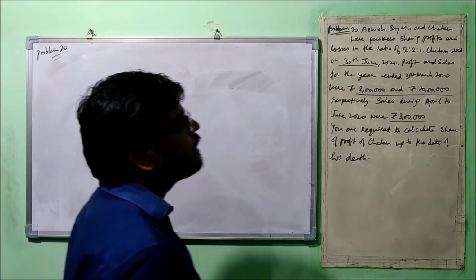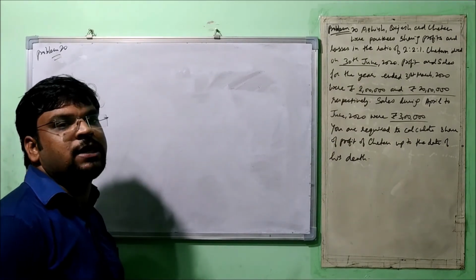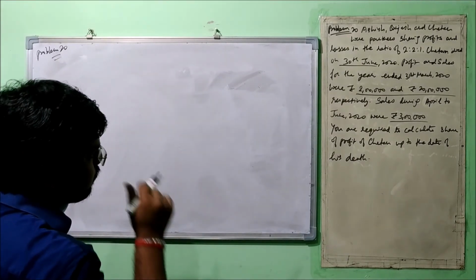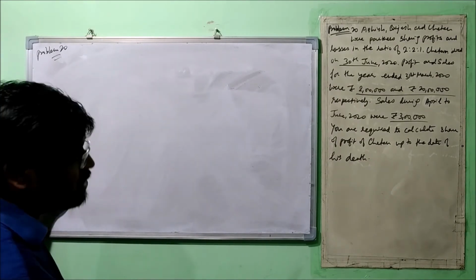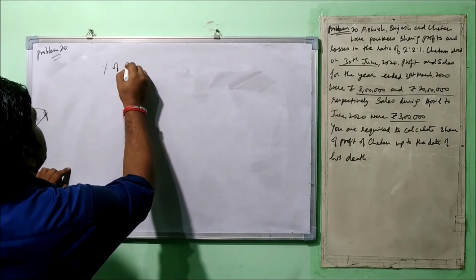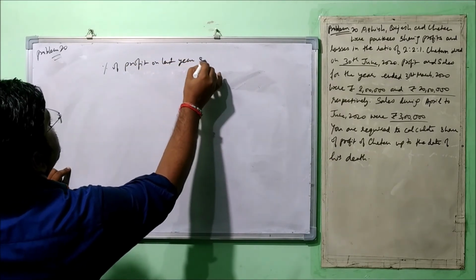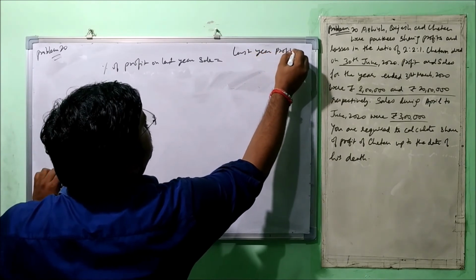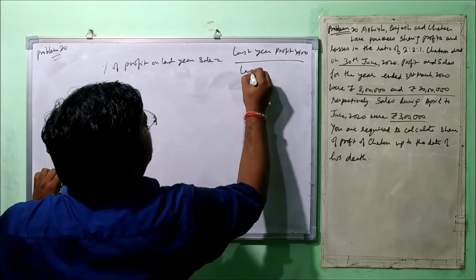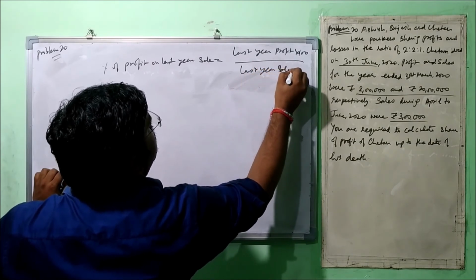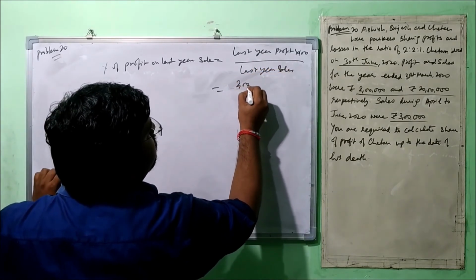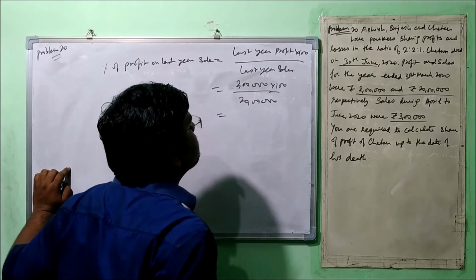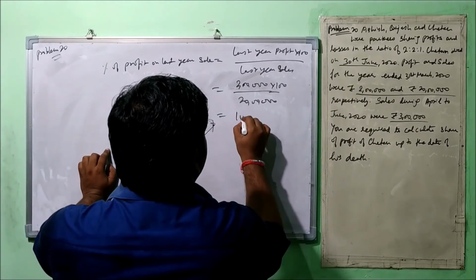See, here it is clearly visible what basis the partners have selected, the turnover or sales basis. So now in two ways we can attempt it. First, by calculating the percentage. So percentage of profit on last year sale: last year profit multiply 100 divided by last year sale. What is the last year profit? 2 lakh rupees. What is the last year sale? 20 lakh. We calculate that and we get to know it is 10%.